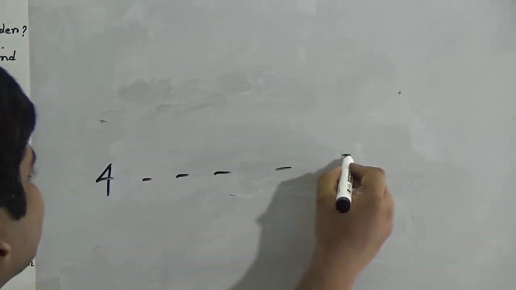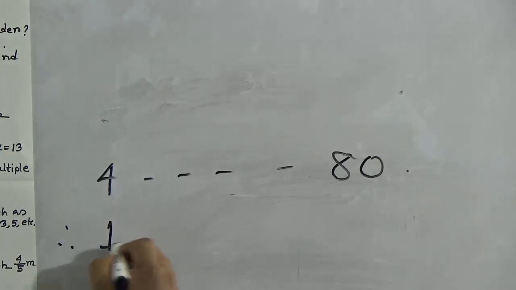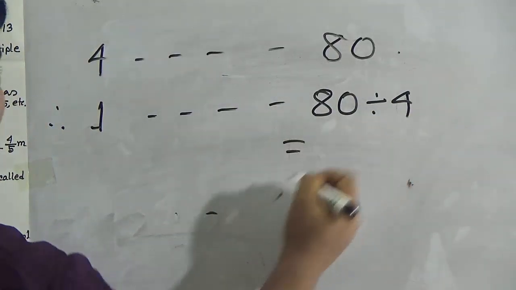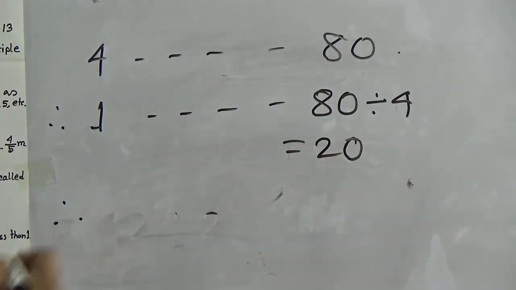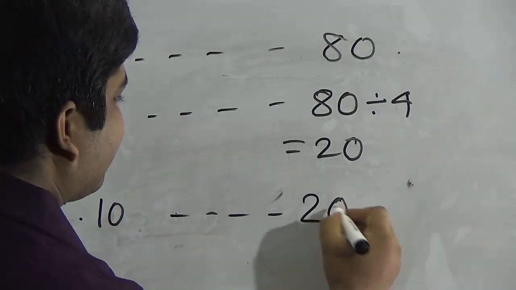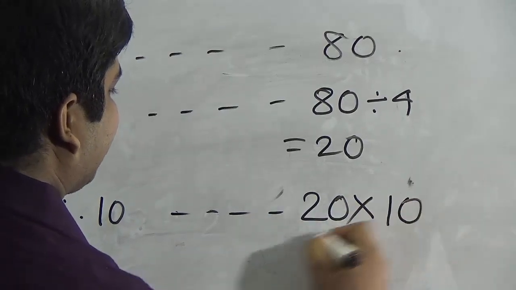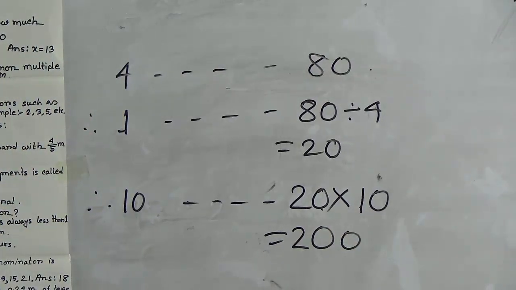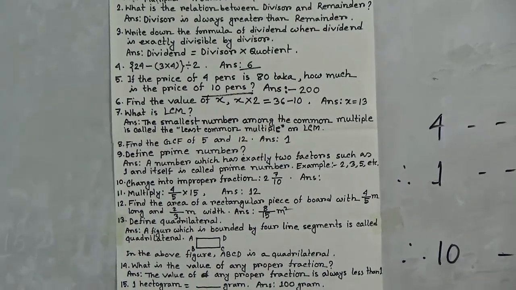Price of 4 pens is 80 taka. So the price of 1 pen equals what? It is less than 4, for this reason division will happen. If we divide 80 by 4, then we get 20. Now we find out the price of 10 pens. So the price of 10 pens will be, it is more than 1, for this reason, 20 multiplied by 10, and we get 200. That means the price of 10 pens is 200 taka.